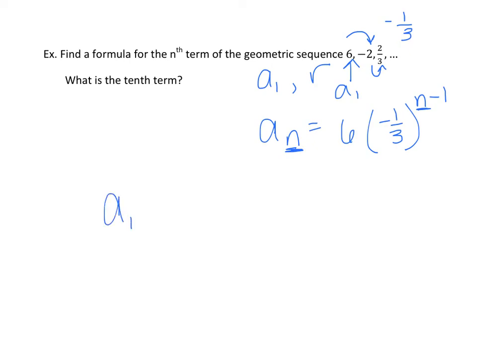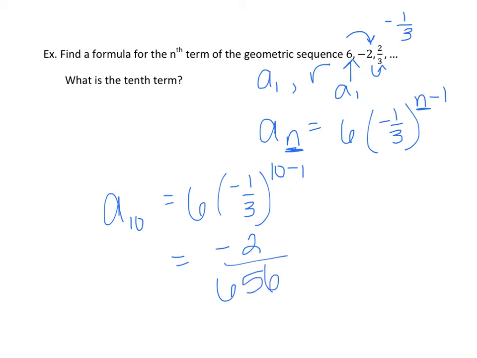What is the 10th term? 6 times negative 1/3 to the 10 minus 1 power. Make sure you put parentheses around anything you're raising to a power. And we get negative 2 over 6,561.